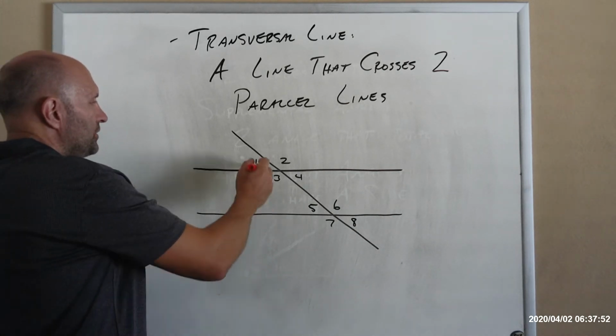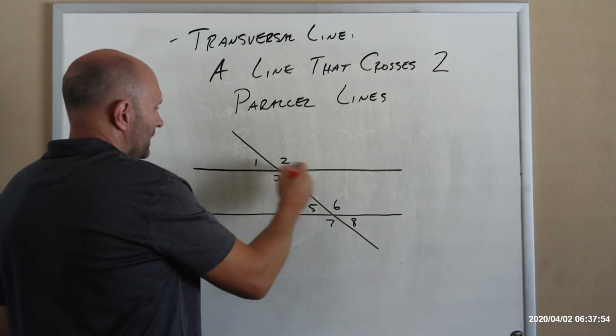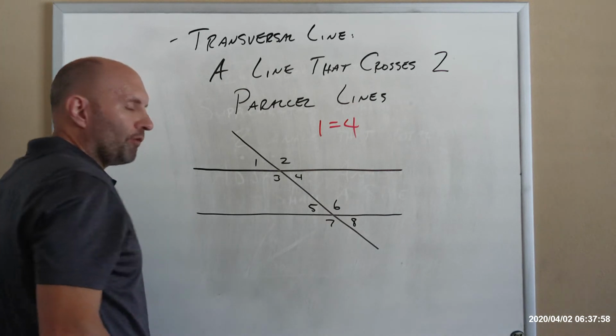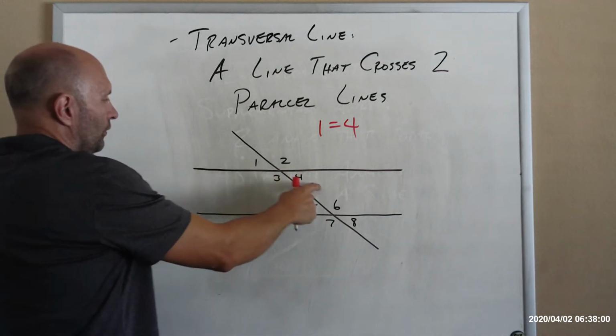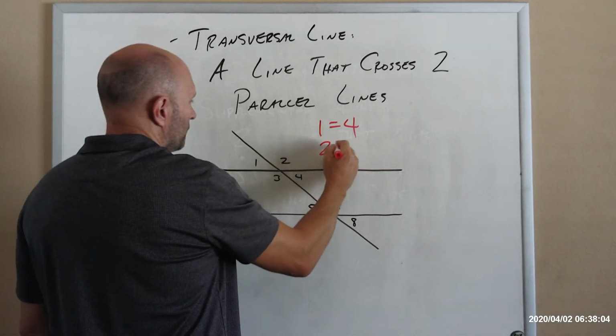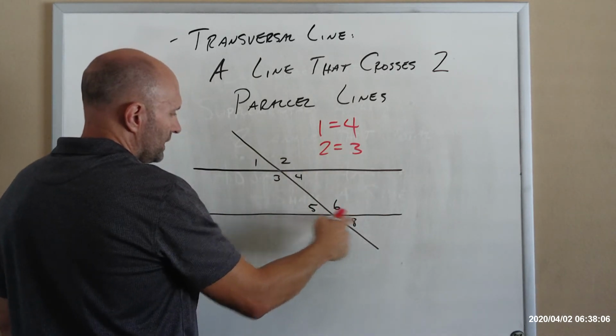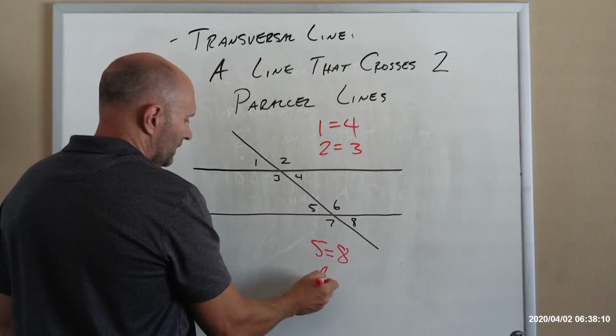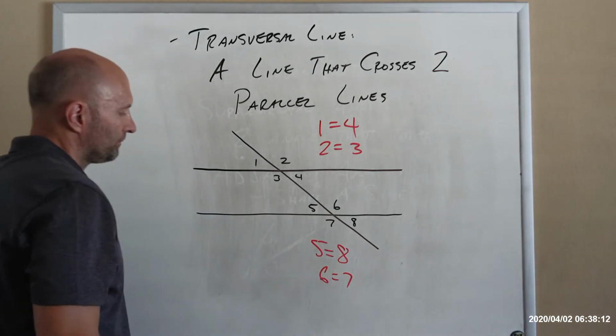Another interesting feature is in this situation, angle 1 is equal to angle 4. So the angles opposite each other on the transversal are equal. So 2 is equal to 3. Down here, 5 is equal to 8. 6 is equal to 7.